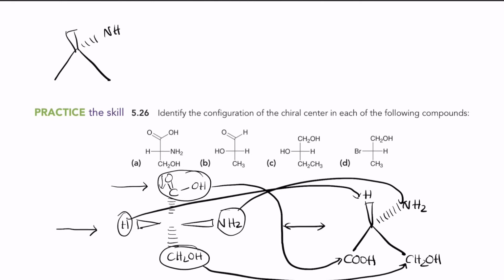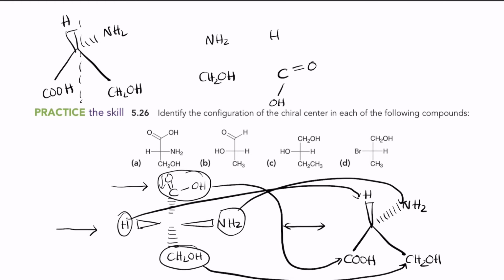So we have NH2, H, COOH, and CH2OH. Now based on this structure, H should be in the back, so rotate it across the horizontal axis. So when you rotate it, it becomes NH2, H, CH2OH, COOH. So this is the carbon here.